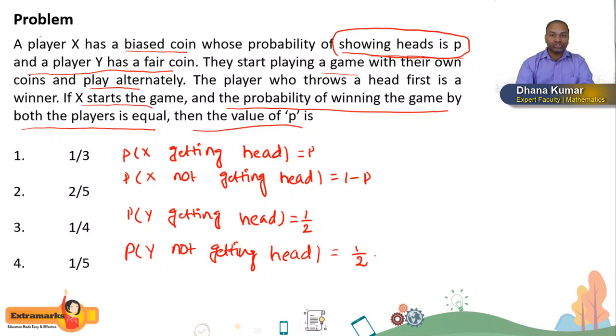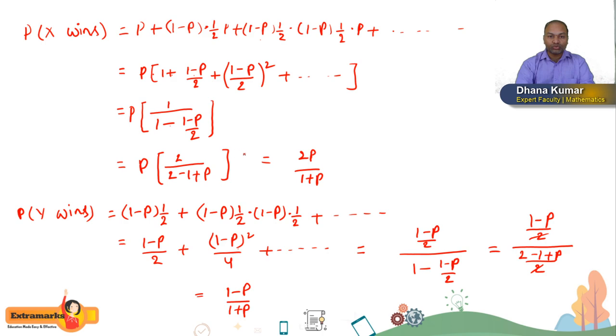But according to the question, the probability of winning the game by both players is equal. Means what? P of X wins is equal to Y wins. X wins, answer is what? 2p by 1 plus p. Okay. Y wins, answer is what? 1 minus p by 1 plus p.